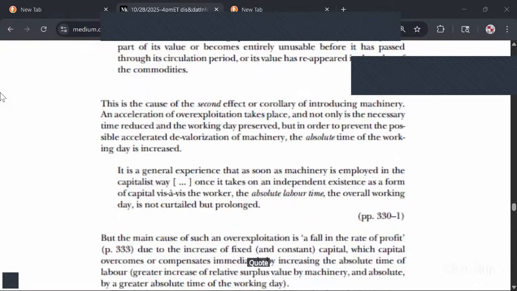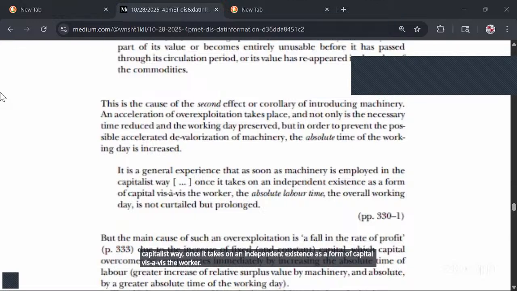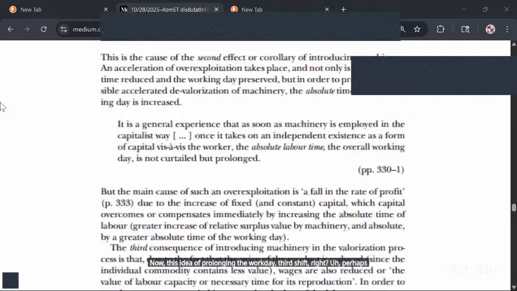Quote, it is a general experience that as soon as machinery is employed in the capitalist way, once it takes on an independent existence as a form of capital vis-a-vis the worker, the absolute labor time, the overall working day, is not curtailed, but prolonged. Now, this idea of prolonging the working day, third shift, right? Perhaps. But back to the text.